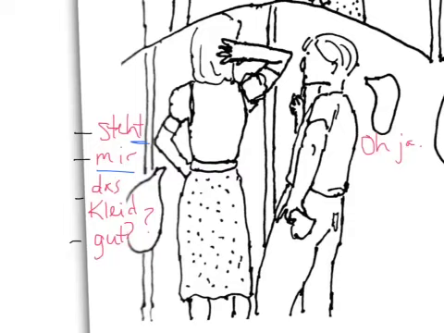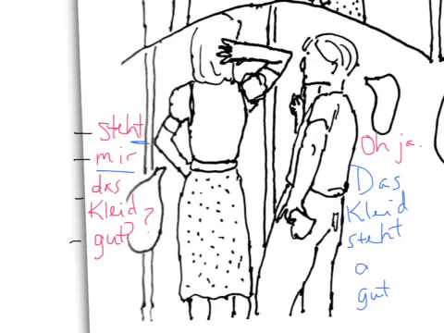So for Michael's answer, we would say, oh ja, das Kleid steht gut. Now right now we've got, oh yes, the dress looks good. But we always need to say on you. Auf Deutsch you just have to have that. So it's got to be, das Kleid steht dir gut. And if Michael wants to be a really good guy, steht dir sehr gut.